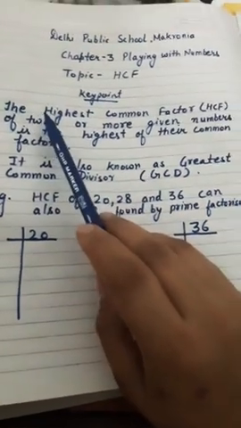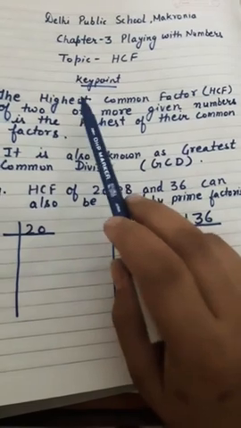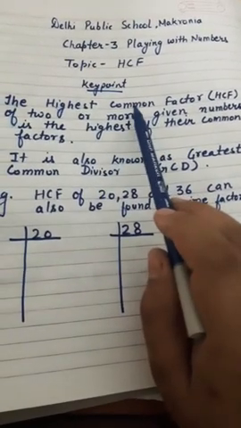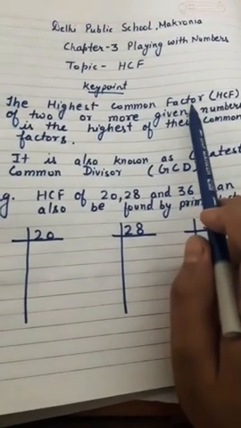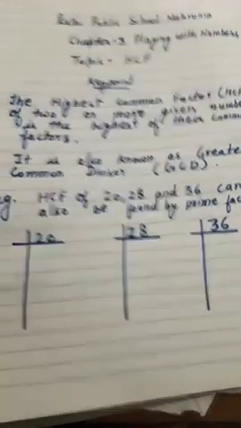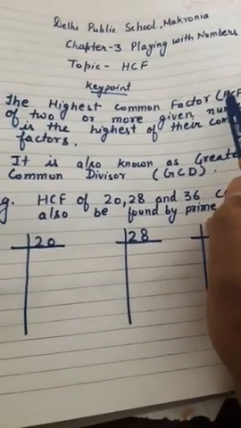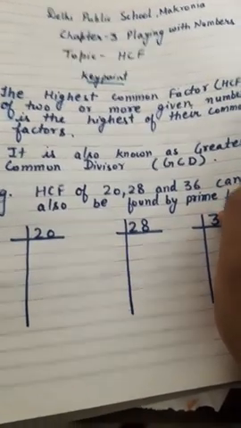What is the full form of HCF? In HCF, H stands for highest, C stands for common, and F stands for factor. And what is a factor? A factor of a number is a divisor of that number.